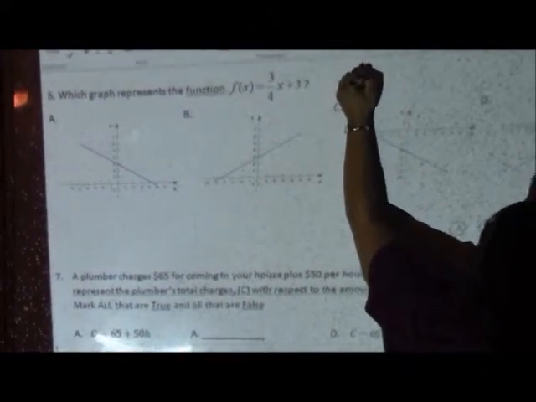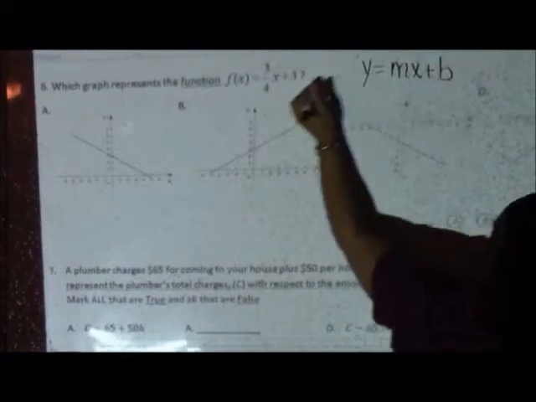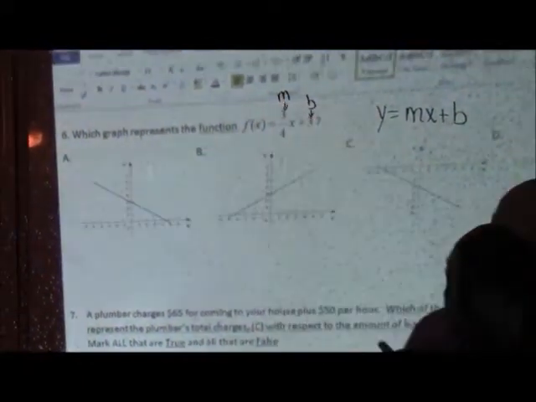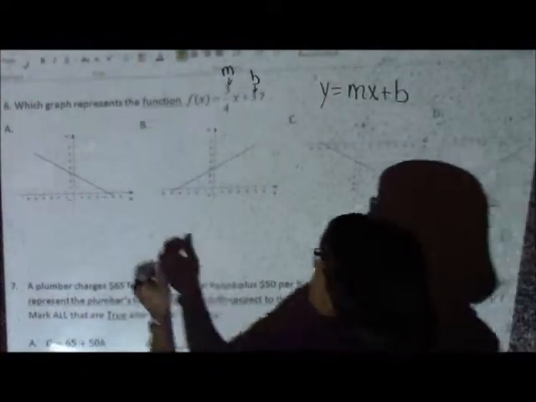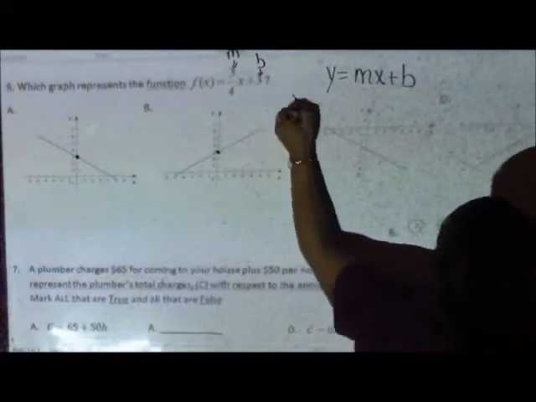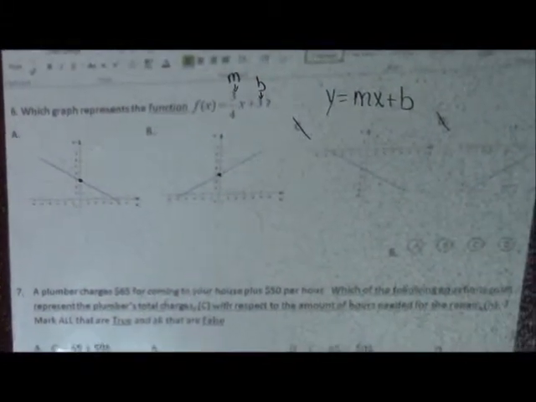If you look at the format, you can think of it as y equals mx plus b, where m is your slope, and b is your y-intercept. Remember that we always start with our b when we graph. So we're going to the y-axis and we're going to find out where it crosses at 3. That looks good. That looks good. This does not look good because it's negative, and this does not look good because of where the y-intercept is.